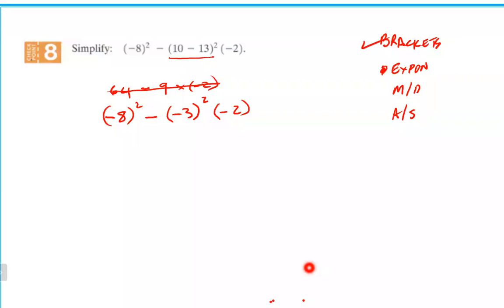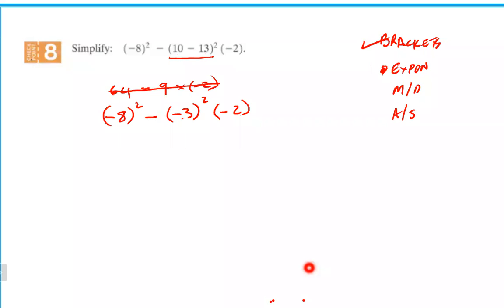So you deal with that bracket, 10 minus 13 is negative 3. And you bring everything else down, just work out what's in the bracket. So there are no more brackets to deal with. Or I should say grouping symbols. No more grouping symbols because these other brackets are just indicating negative numbers.